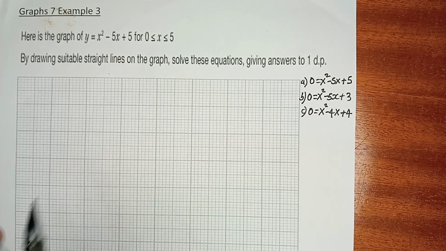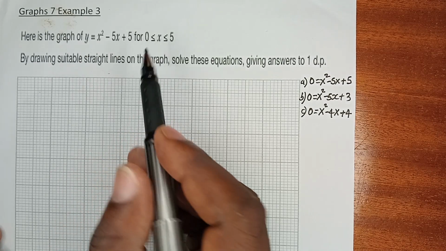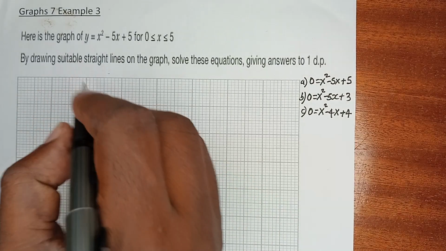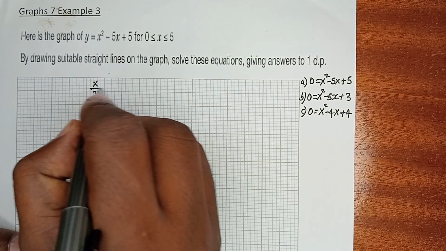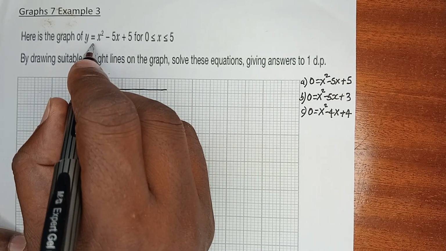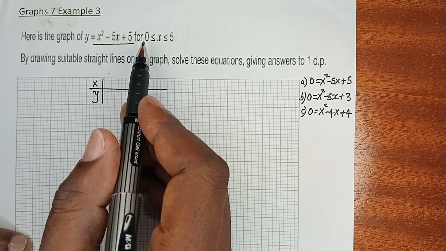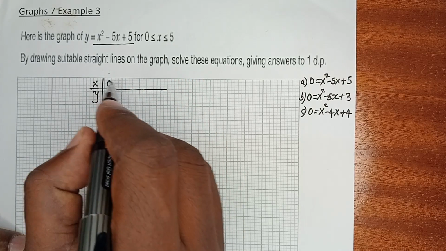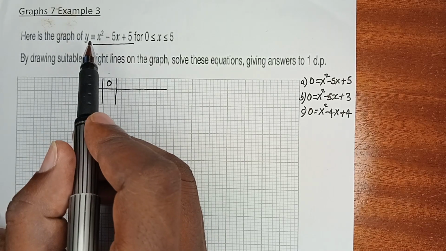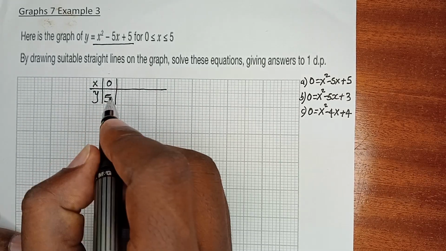Before we construct it, we are given the range of x, for values of x from 0 all the way to 5. The first thing is that we should have the table of values. Let's have x and y. The equation is y equals x squared minus 5x plus 5. The least value of x is 0. So when x is 0, what is the value of y? We simply substitute 0 here, and we get 0 minus 0 plus 5, y is 5.